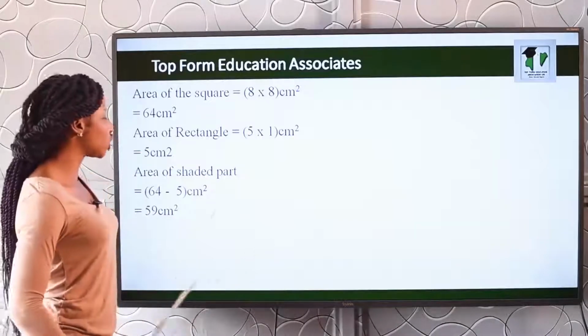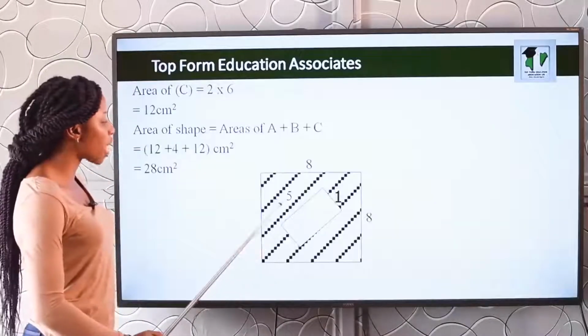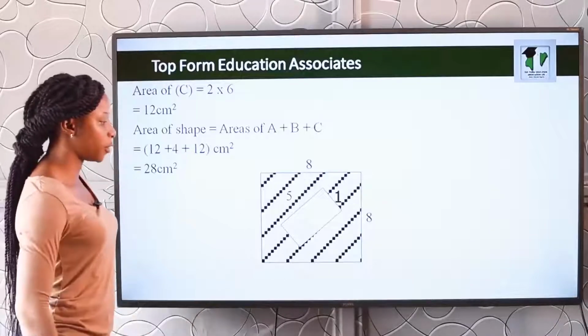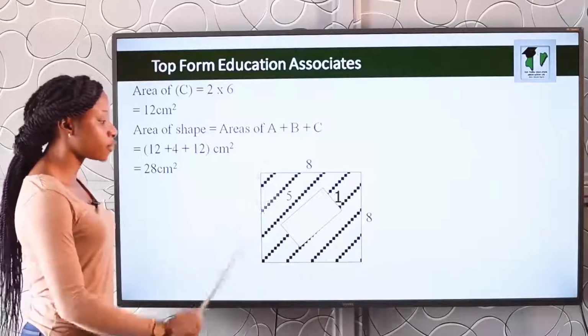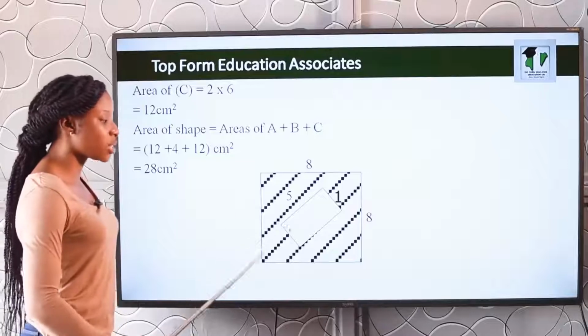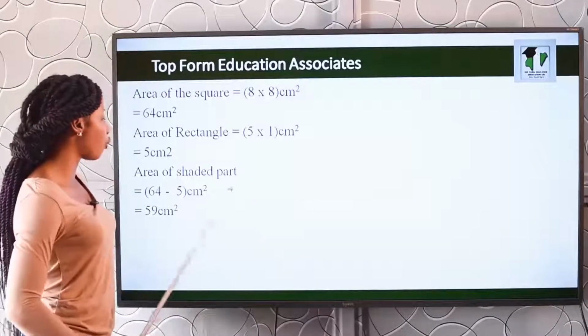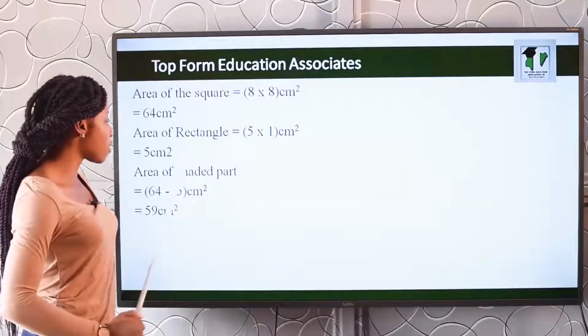Now, to look for the shaded part of this square, we've looked for the area of the square, we've gotten the area of the rectangle. Now let's look for the area of the shaded part.